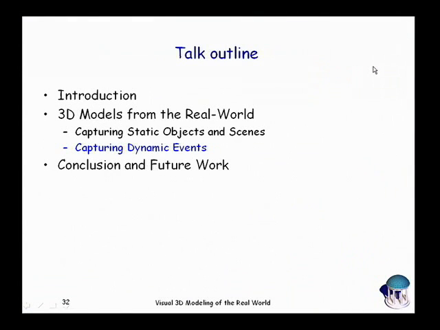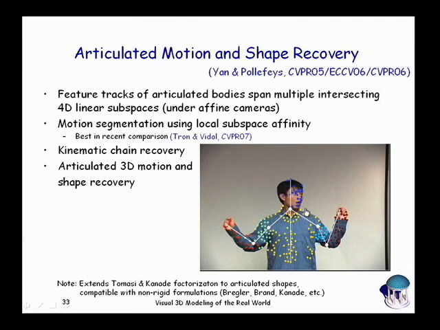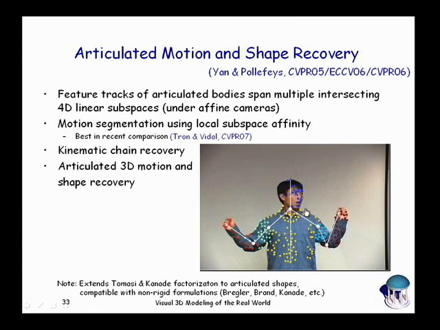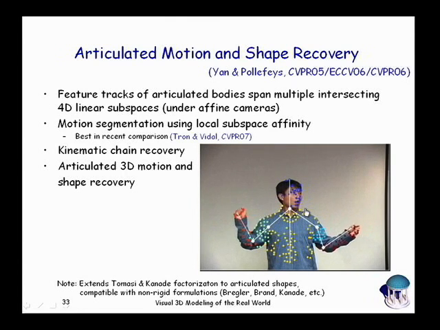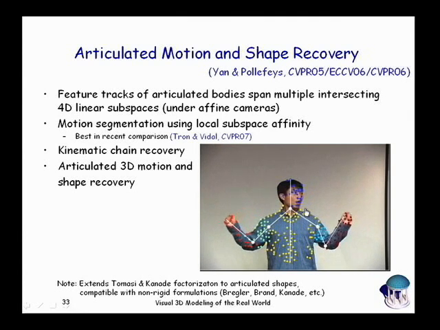Okay, now I'll really quickly go through dynamic scenes. So basically, the first thing we looked at is, how much can we recover from a single video stream? And so what you see here is basically from just tracking features, we automatically segment the motion. There's complications because this is an articulated motion. And so the way it's modeled is actually you will get intersecting linear subspaces. And because of the intersection, the segmentation gets a lot harder.